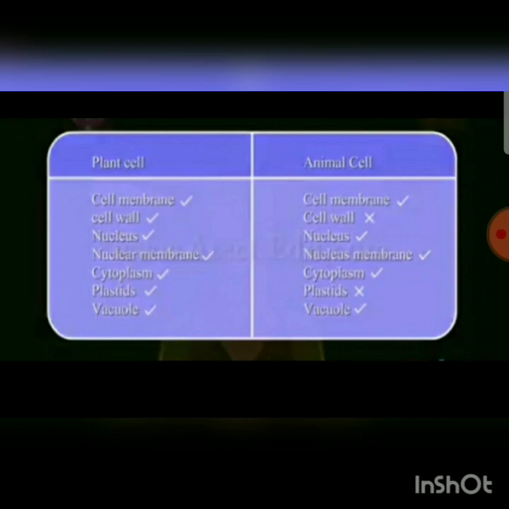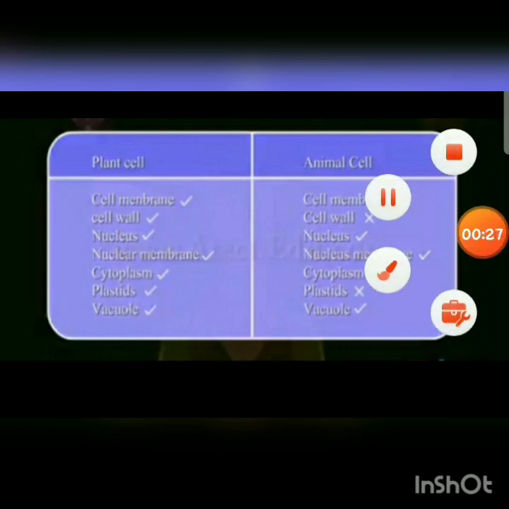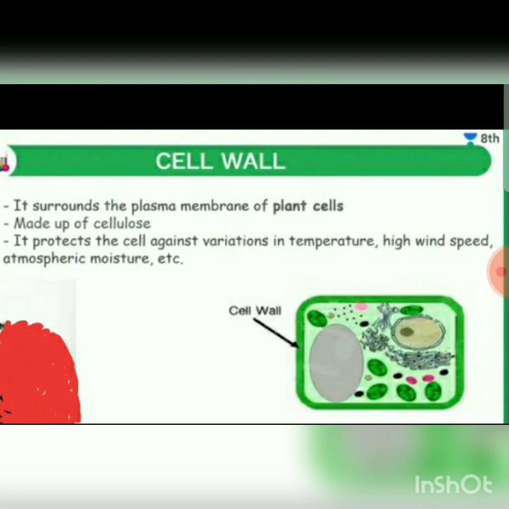Cell membrane is present in both. Then the cell wall. In the plant cell, as we have seen just before in the figure, the cell wall is present, whereas it is not in the animal cell. Then the nucleus, nuclear membrane, cytoplasm, then the plastid which is only present in the plant cell, and the vacuole. So this is the difference between the plant cell and animal cell. The cell wall surrounds the plasma membrane of the plant cell and is made up of cellulose. It protects the cell against variations in temperature, high wind speed, atmospheric moisture, etc.